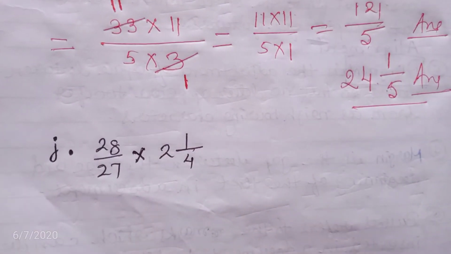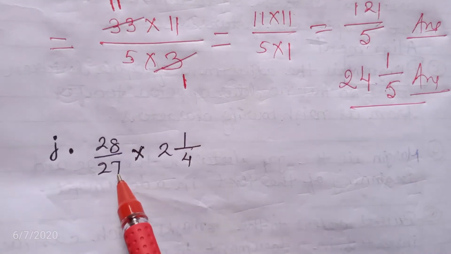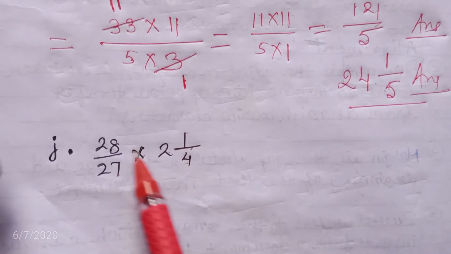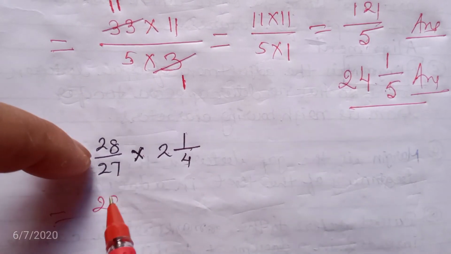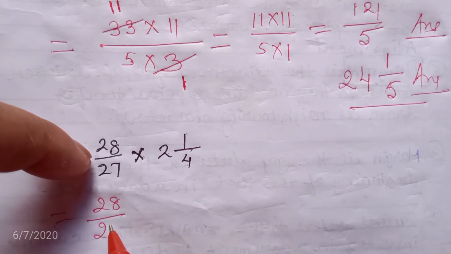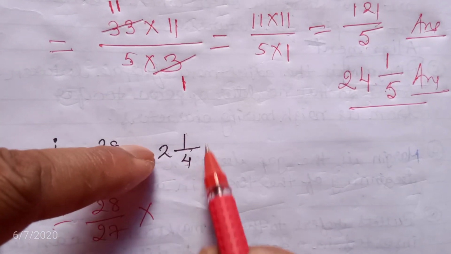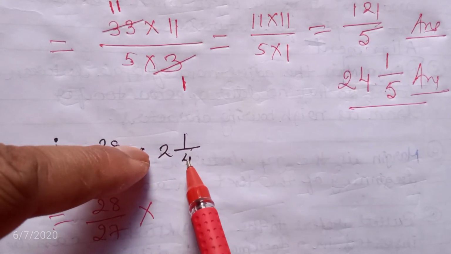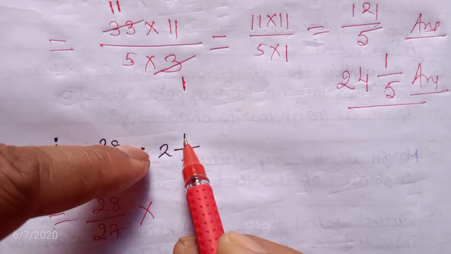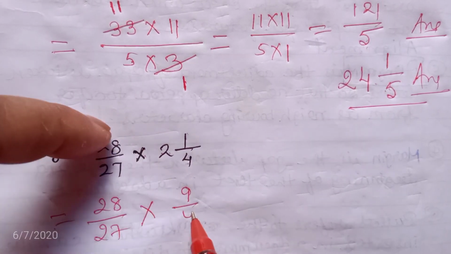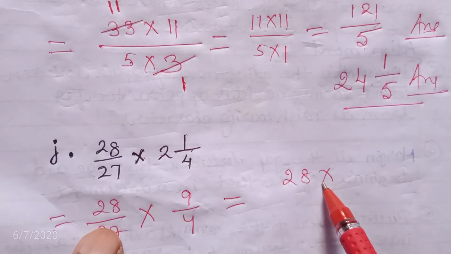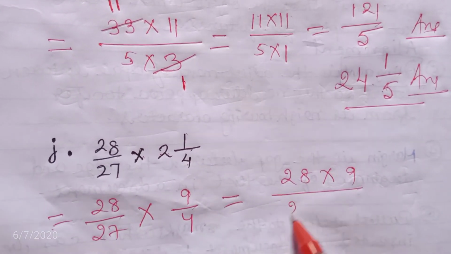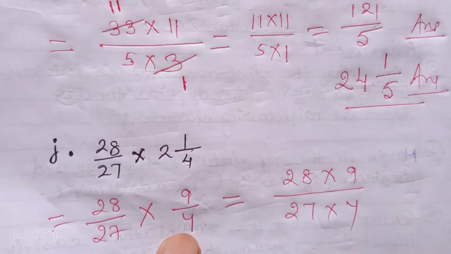See one more question, students. 28 by 27 into 2 whole 1 by 4. The first is an improper fraction. So write it 28 by 27 into, convert this into an improper fraction. 2 4s are 8, 8 plus 1 is 9, 9 by 4. Now multiply numerator 28 into 9 by denominator 27 into 4.